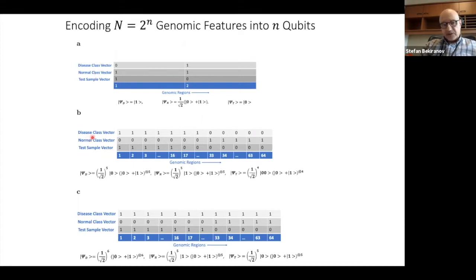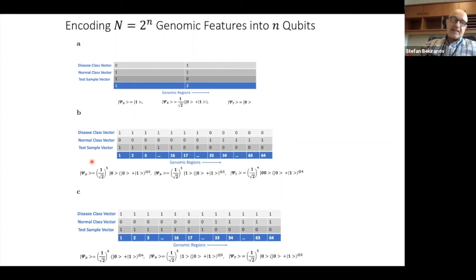And then similarly for the 16 qubit quantum computer, my disease vector is 1s up to the 32nd region, and then 0s, and then my normal is easily classifiable. That is all 0s up to the 32nd, and then 1s from 33 to 64.